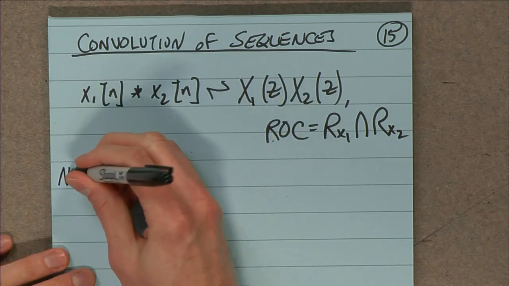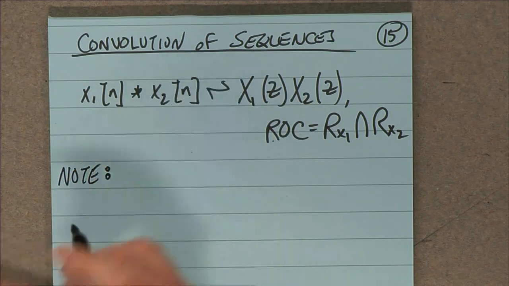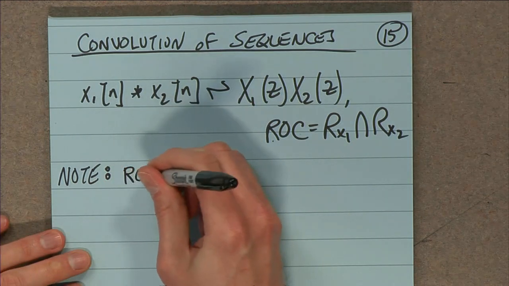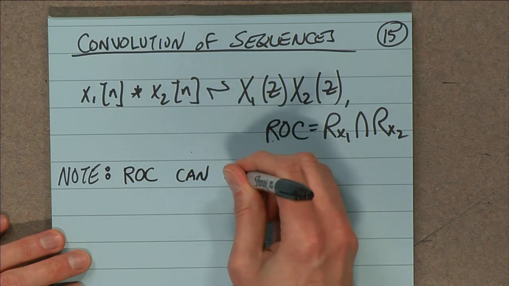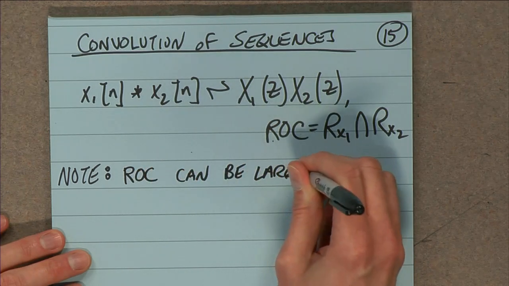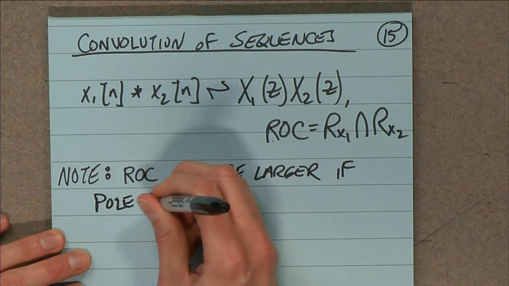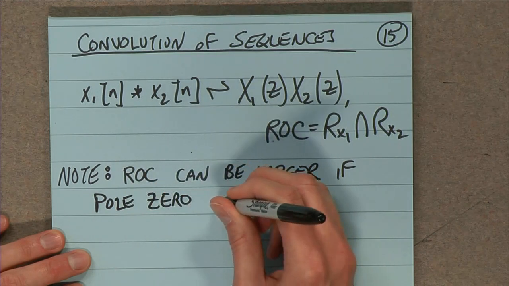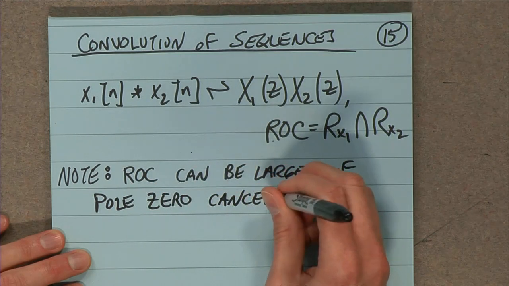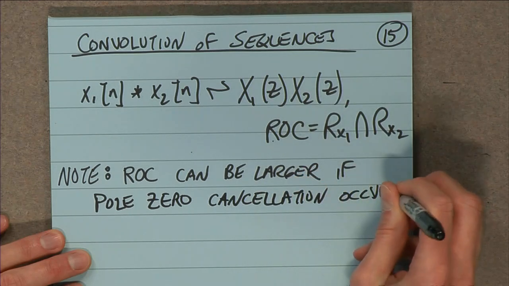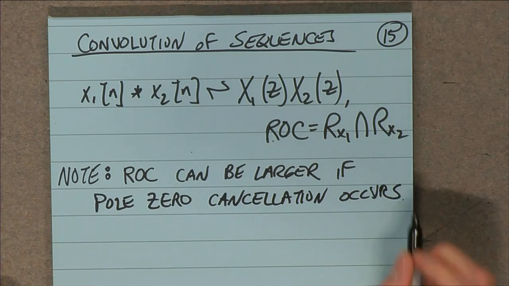So one note that sometimes gets lost. I think you have a homework problem that will exploit this note. So if you miss the note, you'll wonder what's going on, I think. So the region of convergence can be larger if pole-zero cancellation occurs.